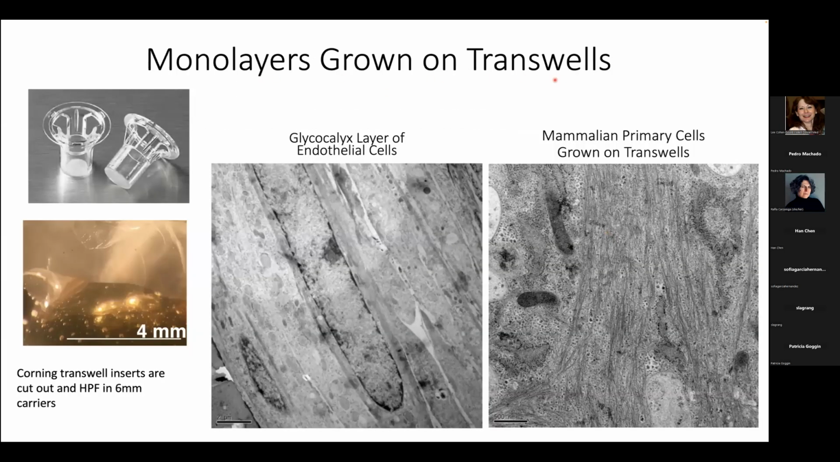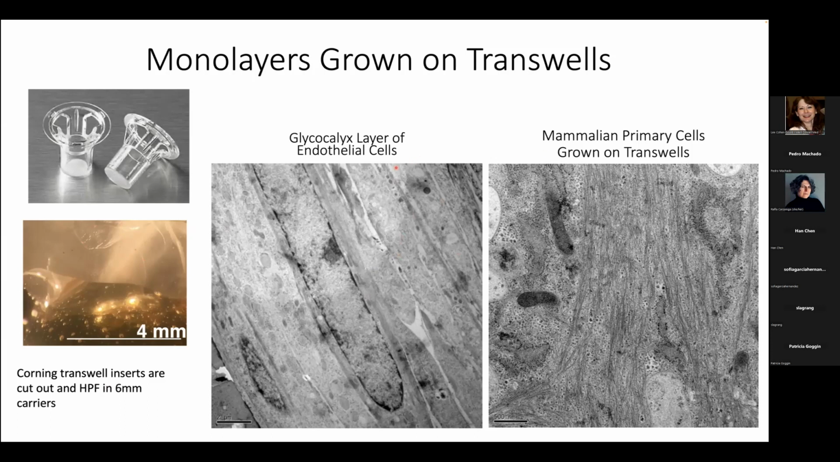Lastly, I know a lot of folks grow cells on sapphire, which is really nice, but it can be a pain to work with. A lot of researchers were already growing cells on Transwell, these little Corning Transwell inserts in their culture dishes, and they would grow their cells, or their primary cells, on top of these. What we found is that we could cut out these inserts, use the 6 millimeter carrier, and just freeze that directly. Then we're not worried about damaging our diamond knife with the sapphire or removing the sapphire. We just freeze this entire disc.